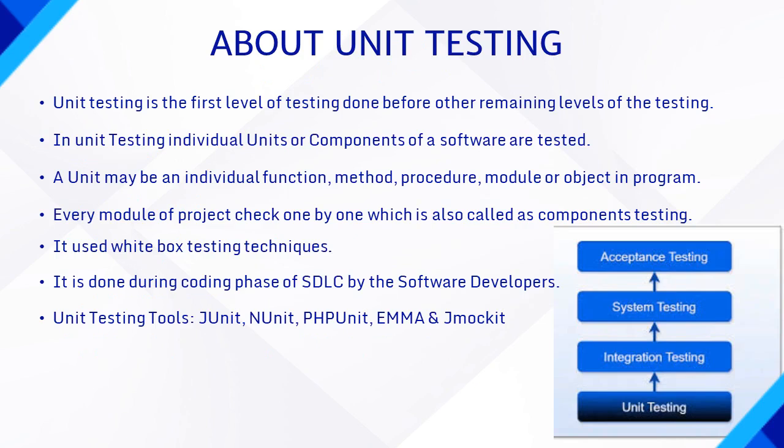Unit testing is the first level of testing done before the other levels of software testing. In unit testing, individual units or components of software are tested. A unit may be a function, method, procedure, module or object in the program. Each module of the project is checked one by one. This is also called component testing.